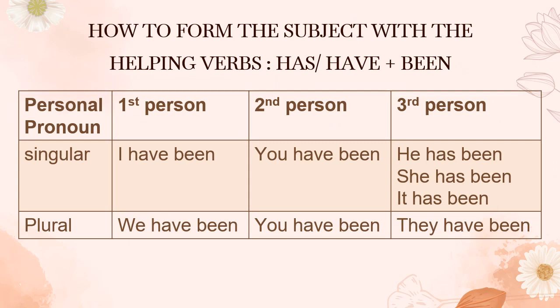How to form the subject with the helping verbs have or has plus been. For example, I have been, you have been, he has been, she has been, it has been. We have been, you have been, they have been.